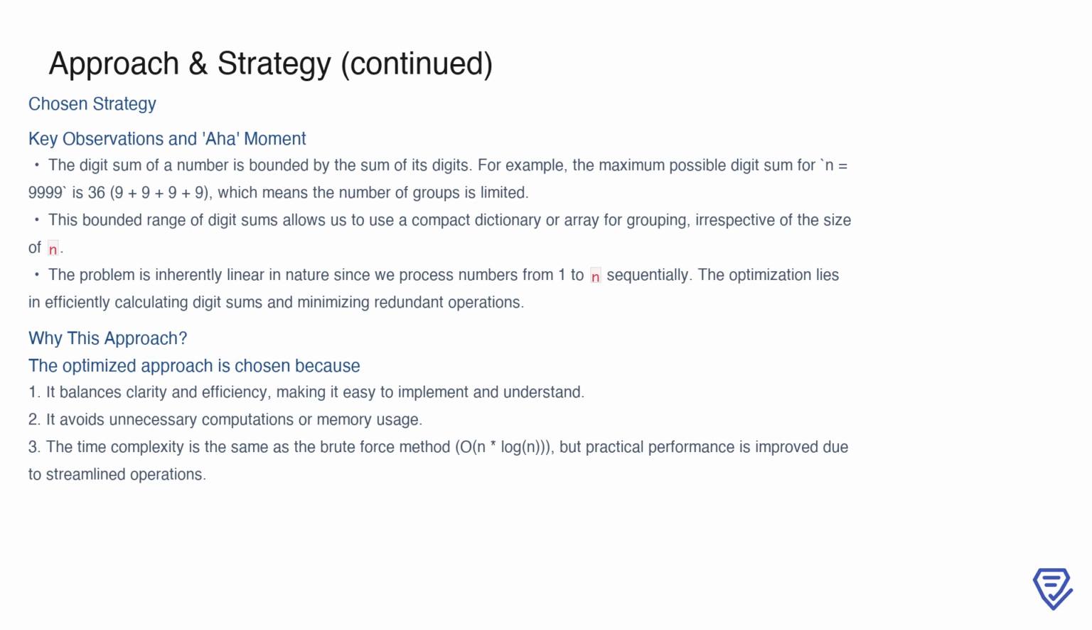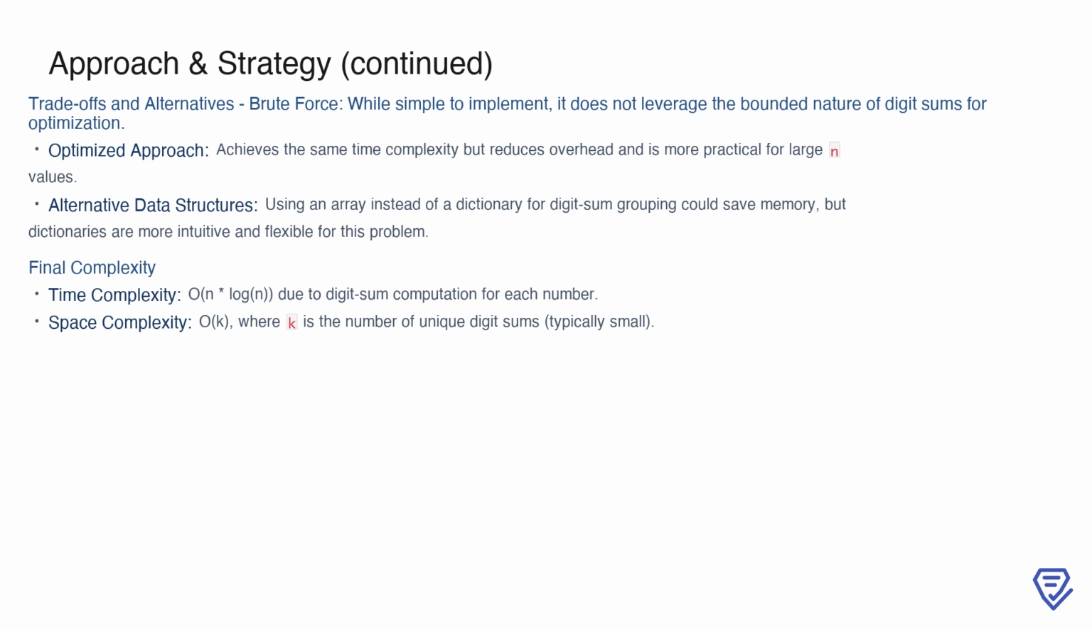Although the time complexity remains O(n log n), the optimized operations make it more suitable for handling larger values of n. When considering trade-offs and alternatives, the brute force method, while easy to implement, does not take advantage of the bounded nature of digit sums, leading to less efficient performance. The optimized approach, on the other hand, achieves the same theoretical time complexity but is more practical for larger input sizes due to reduced overhead and streamlined operations.